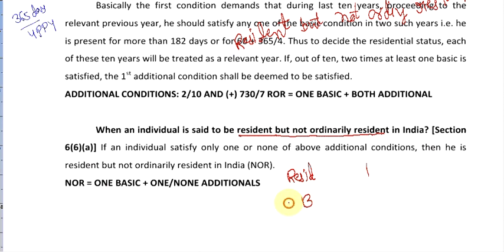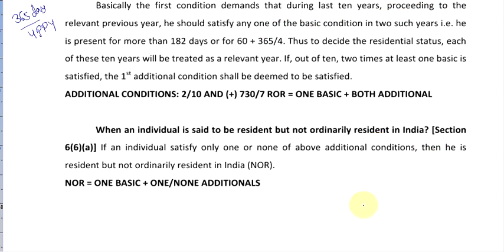One basic condition is satisfied, but there are two additional conditions, A1 and A2. What are they? They are 2 out of 10 years resident: he must be a resident in 2 years out of the 10 preceding the relevant previous year, and 730 days in 7 years. Okay, these are the important conditions to understand.